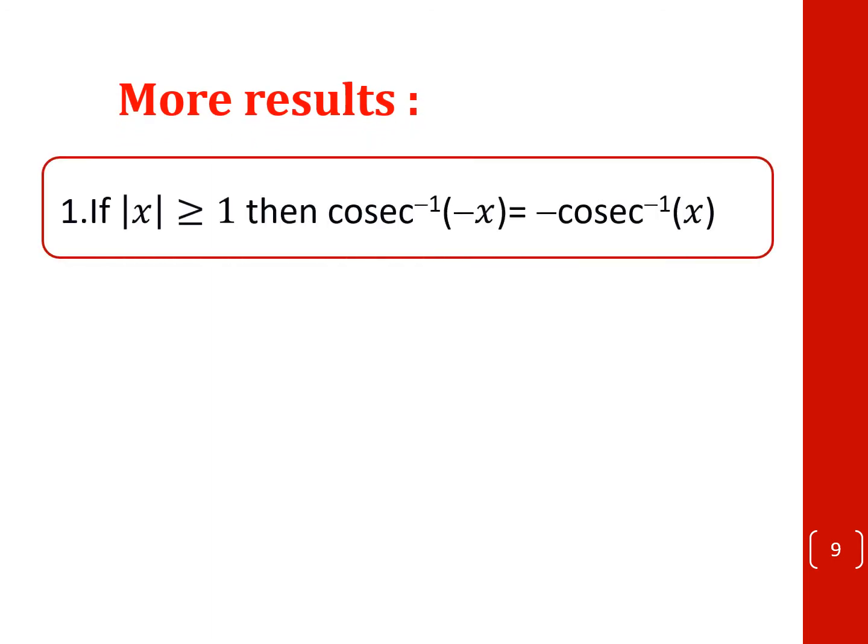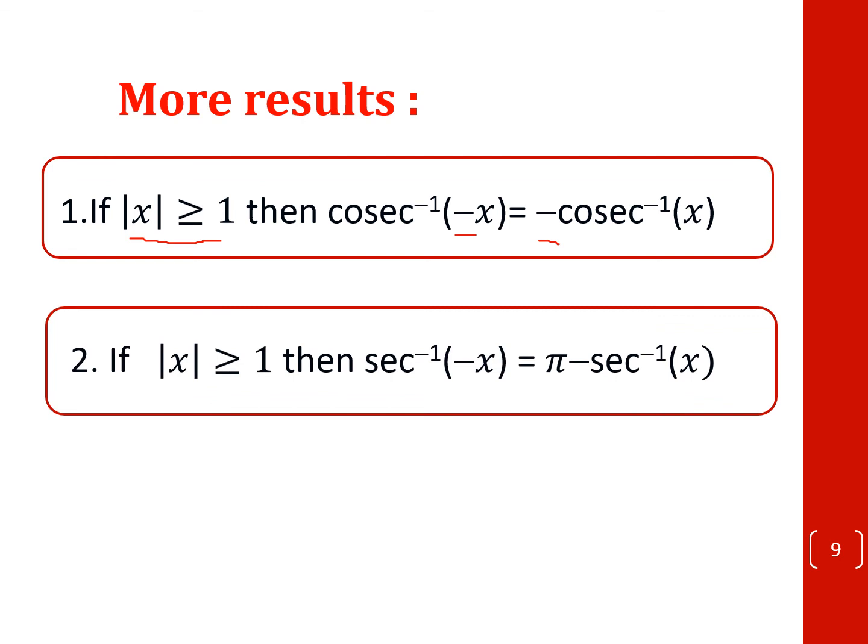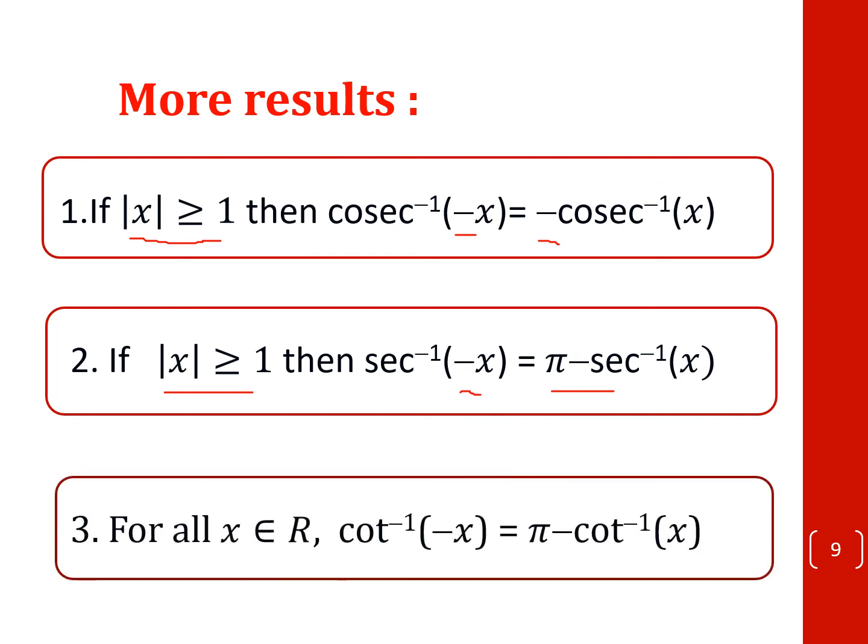More results. First, if mod of x is greater than or equal to 1, then cosec inverse of minus x equals minus cosec inverse x. Second, if mod x is greater than or equal to 1, then sec inverse of minus x equals pi minus sec inverse x. And third, for all x belongs to R, cot inverse of minus x equals pi minus cot inverse x. See student, we need all these results while solving examples.